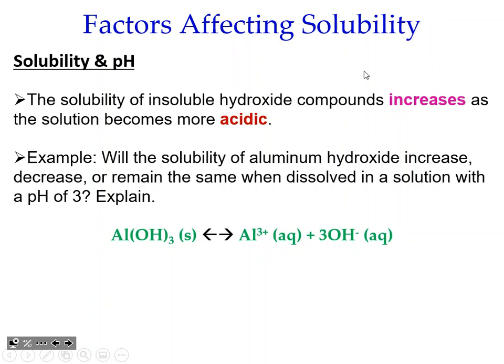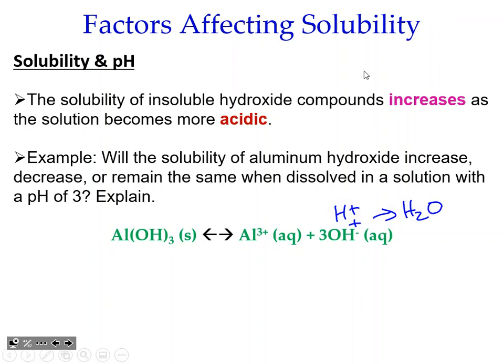So for this example, if we're looking at our aluminum hydroxide here, will it increase, decrease, or remain the same when dissolved in a solution with a pH of 3? Well, a pH of 3 is an acidic solution. So the answer to that is increases. Now let's explain why. What are the H pluses going to react with in that equation? The OH, exactly right. Because what do H plus and OH do? They form water. It's a neutralization reaction.